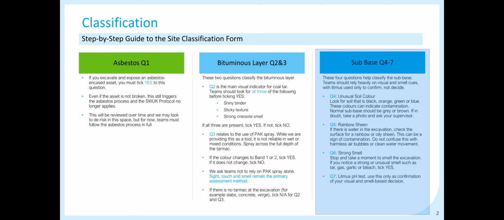Question 7 is the litmus pH test. Use this only to confirm your visual and smell-based decision, not to make it. Be mindful that any yes answer to questions 2 through 7 will automatically mark that layer as hazardous. That's correct if it's genuinely contaminated, but accidental yes selections create serious knock-on effects for waste classification, disposal, and reinstatement. Always double-check your answers before submitting.